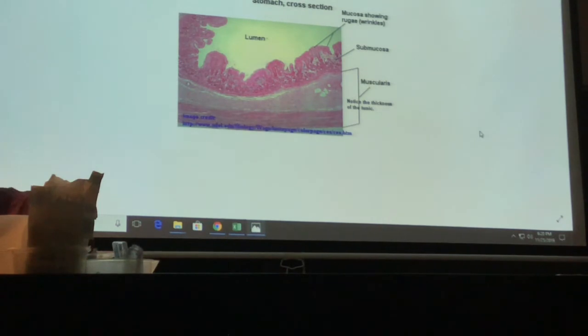This slide is interesting because it shows you the rugae. You can see, here's the muscularis, again, fairly large, very thick. Submucosa's here, mucosa's up here. And again, we can see that it's the submucosa and mucosa that make up these folds of the ruga.